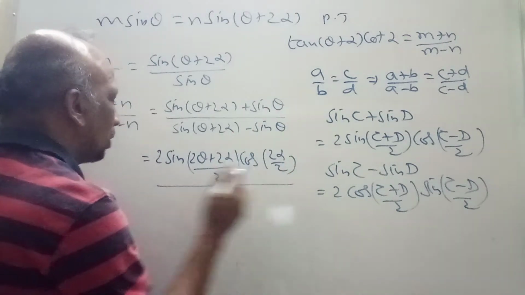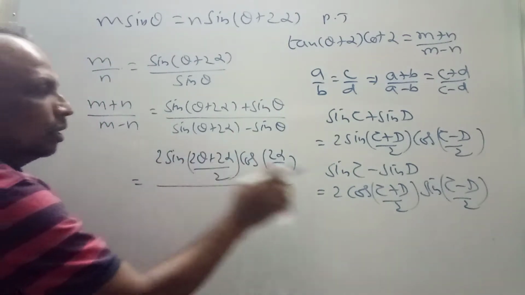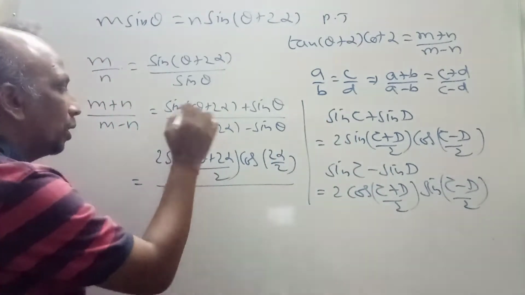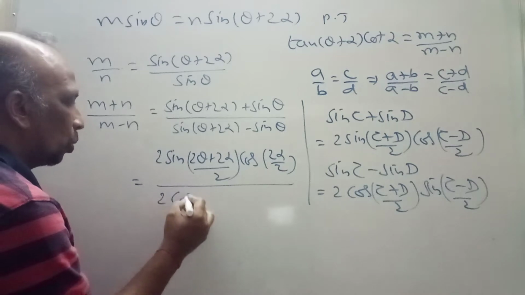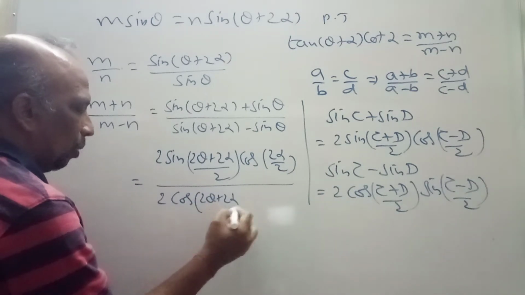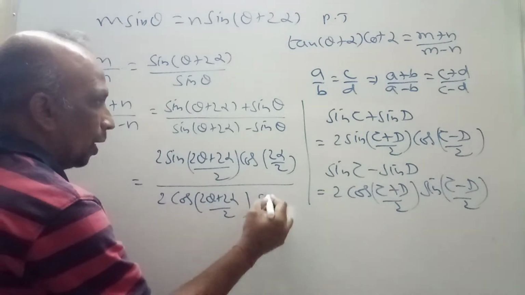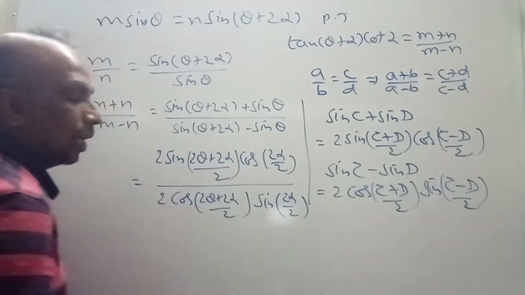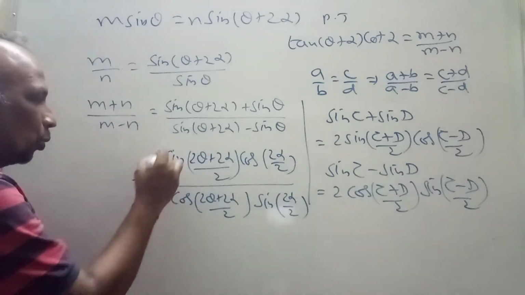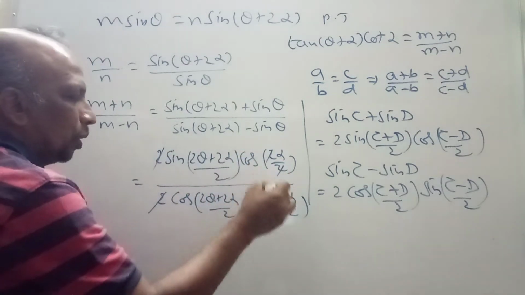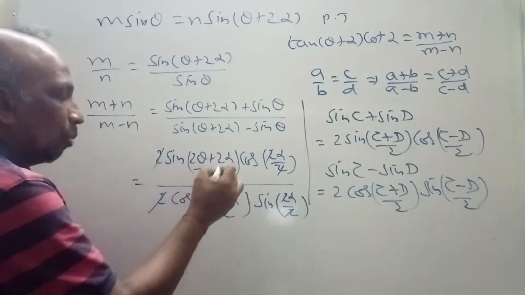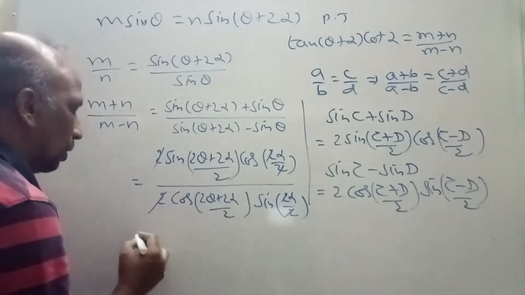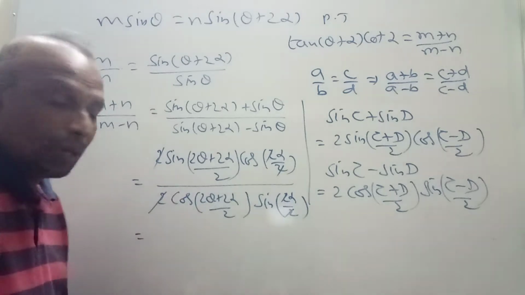Similarly, you can think the same way for sin c minus sin d. In the denominator you will get 2 cos of 2 theta plus 2 alpha by 2, and sin of the difference, 2 alpha by 2. You will get like this, right? Here I can eliminate 2, 2. Now 2 theta plus 2 alpha by 2 is theta plus alpha, so you get sin of theta plus alpha by cos of theta plus alpha, right? Sin by cos, same angle.